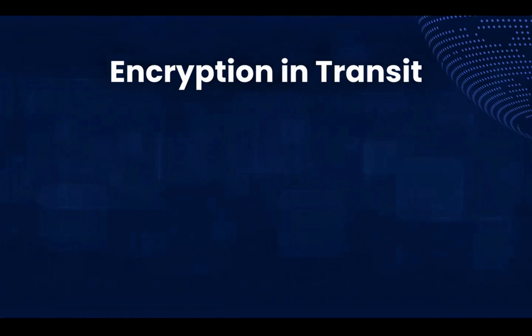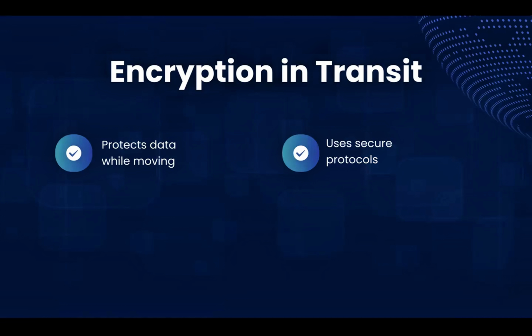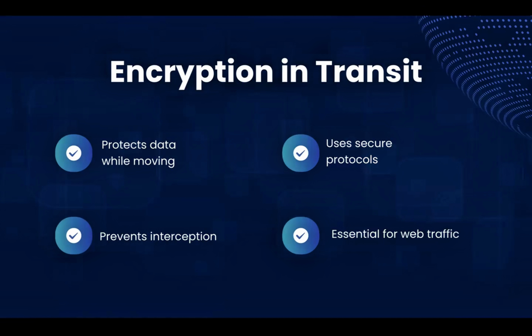Next, we'll consider encryption in transit. Encryption in transit protects moving data. It is used when data travels across networks. It relies on secure protocols like HTTPS. It prevents interception by attackers, and it is essential for web and API communication.